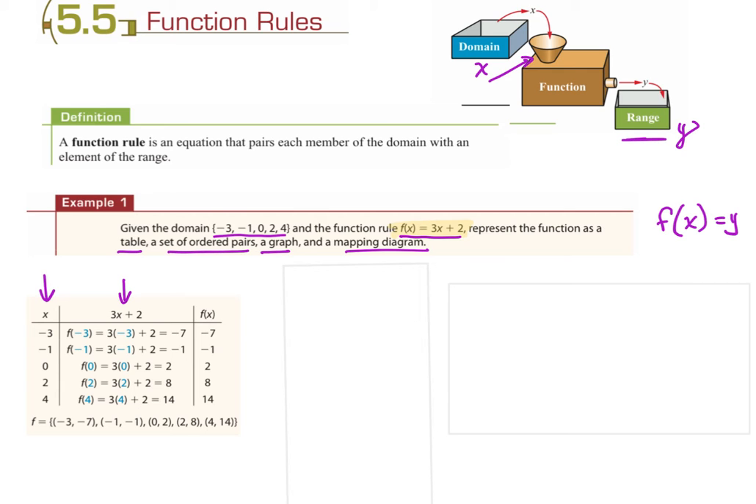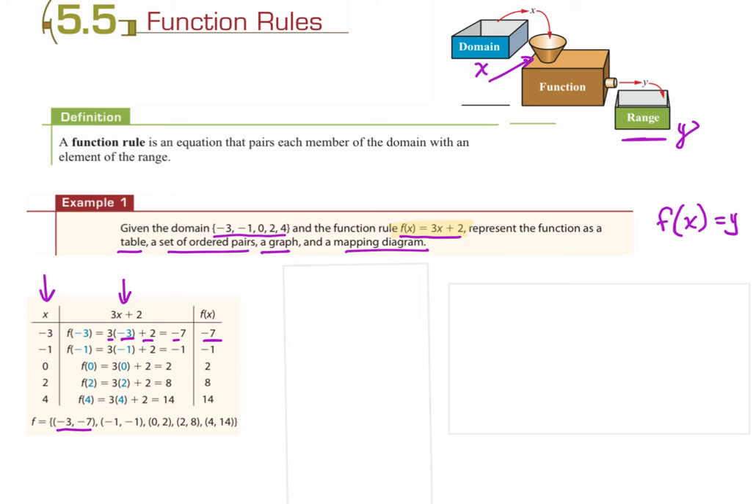So then how do we get our y? Well, we just plug it in. Instead of x, we write our x value: 3 times -3 plus 2. 3 times -3 is -9, plus 2 is -7. So my y value here would be -7. And that's how I get my first ordered pair. My x was -3. When I plugged it in, I got -7. And we're going to do that for all 5 of those.